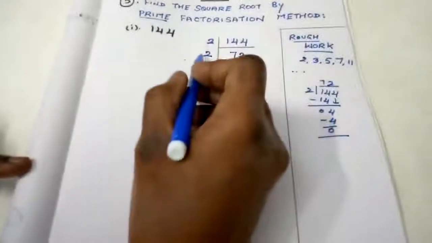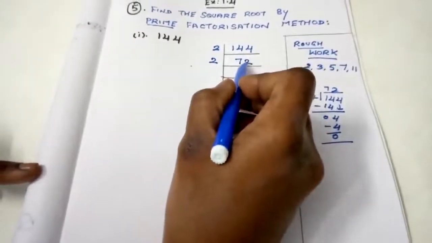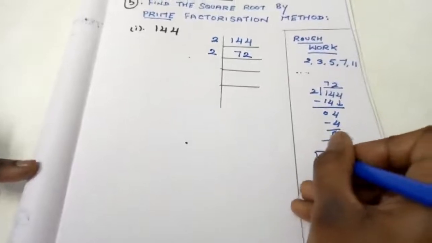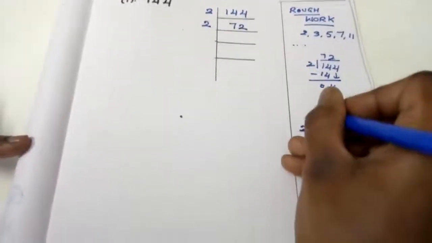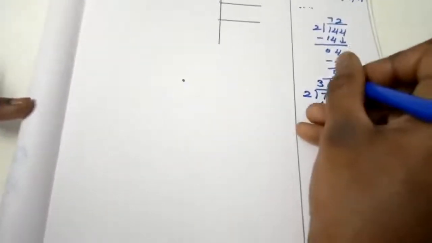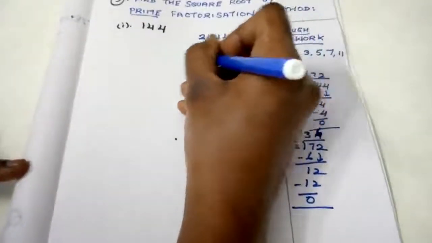Again, I am going to try by 2 table. How I am identifying here is by this particular calculation: if the ending number is divisible by 2, automatically the number will be divided by 2. 72, 2 3s are 6, 2 6s are 12. So, what is the answer you are getting here? 36.